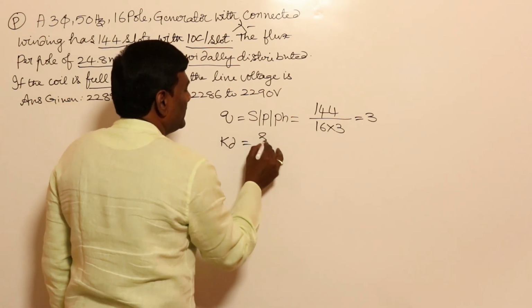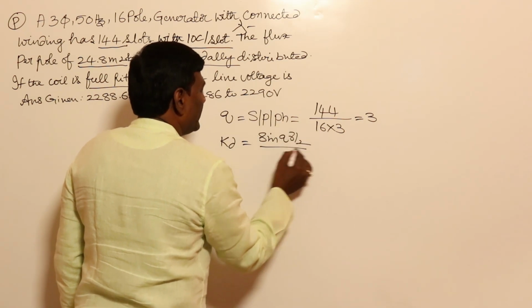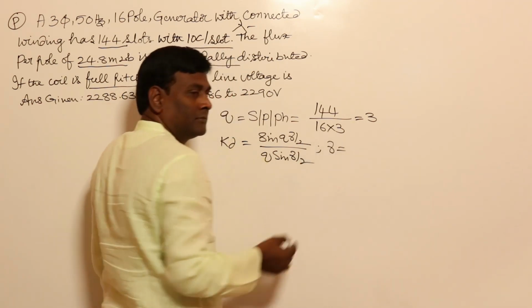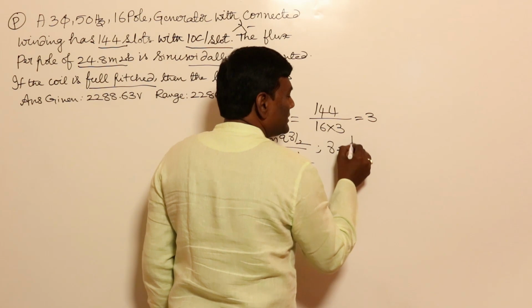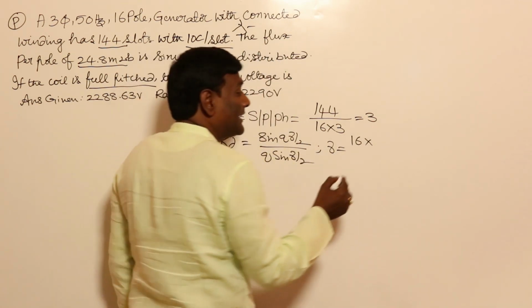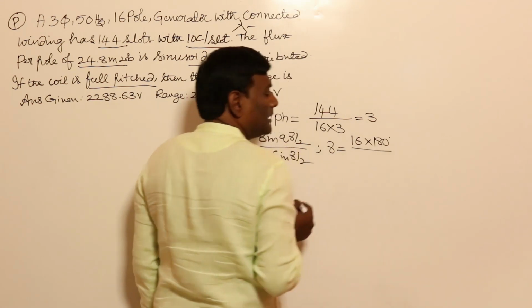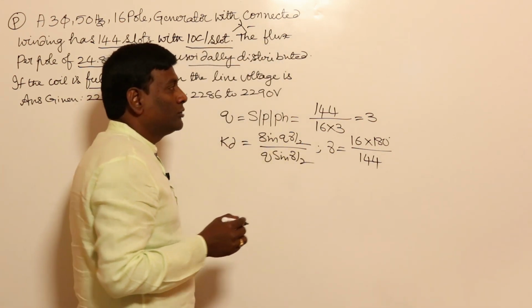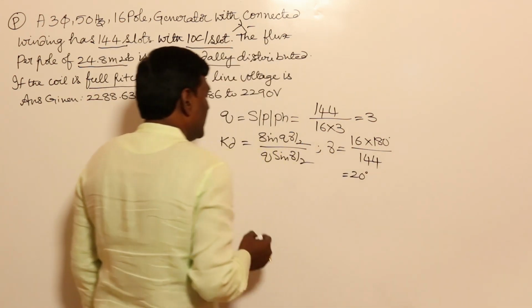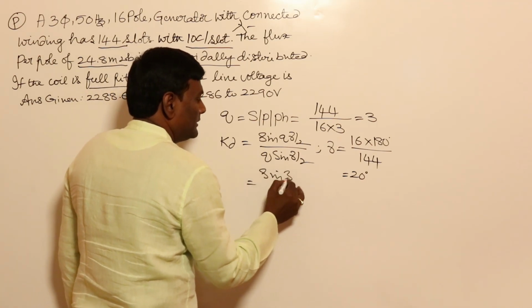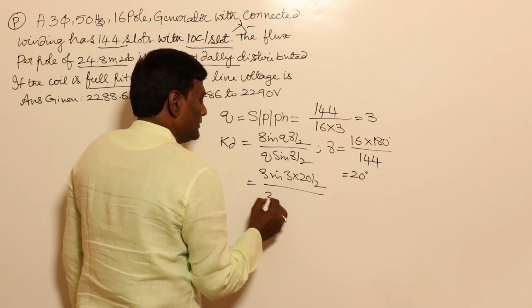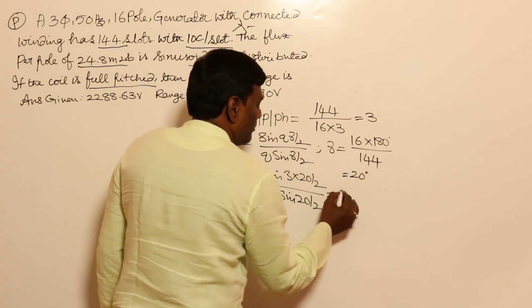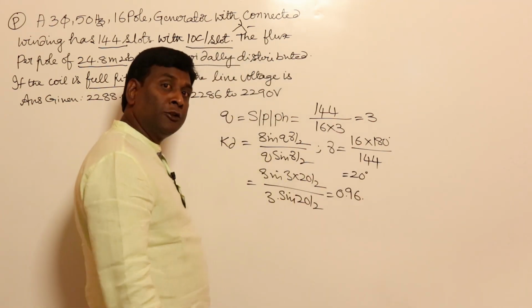So how much is KD? KD is going to be sin(Qγ/2) divided by Q sin(γ/2). What is gamma? The slot angle. What is the slot angle in electrical degrees? How many poles are there? 16. Per pole, how much is the electrical degree? Per pole 180 degrees, divided by how many slots per pole? 144 slots over 16 poles gives 9 slots per pole, so the slot angle is going to be 20 degrees. Now let us calculate KD: sin(3×20/2) divided by 3 sin(20/2). It is going to be 0.96, which has to be considered.